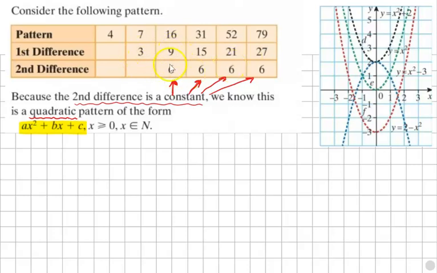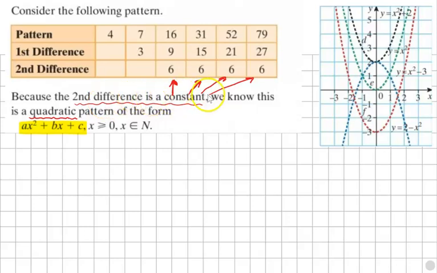To get from 3 to 9, we add 6. To get from 9 to 15, we add 6. To get from 15 to 21, we add 6. To get from 21 to 27, we add 6. We can see that the second difference is the same. Therefore, this will form a quadratic function.